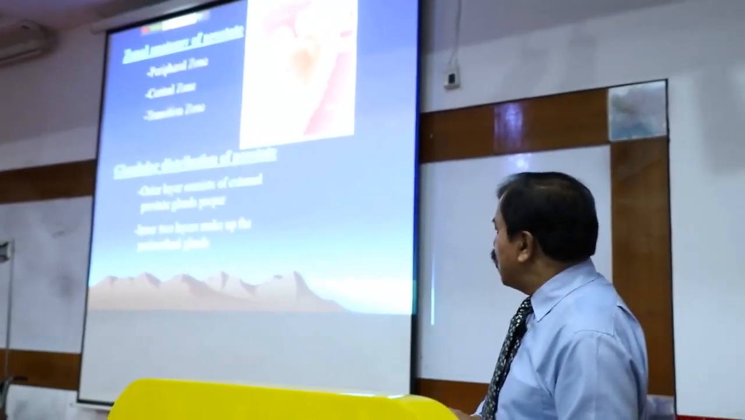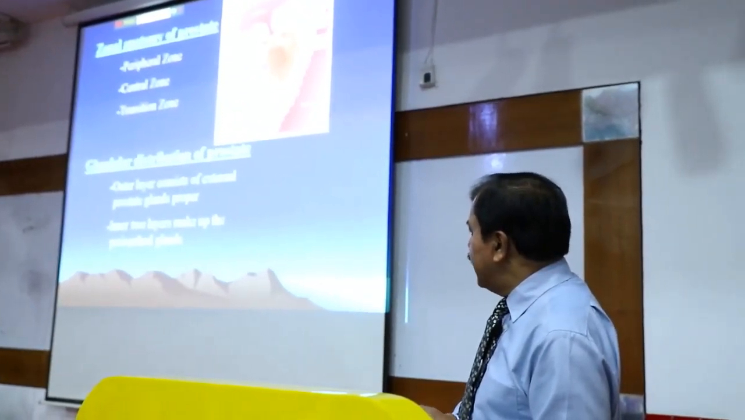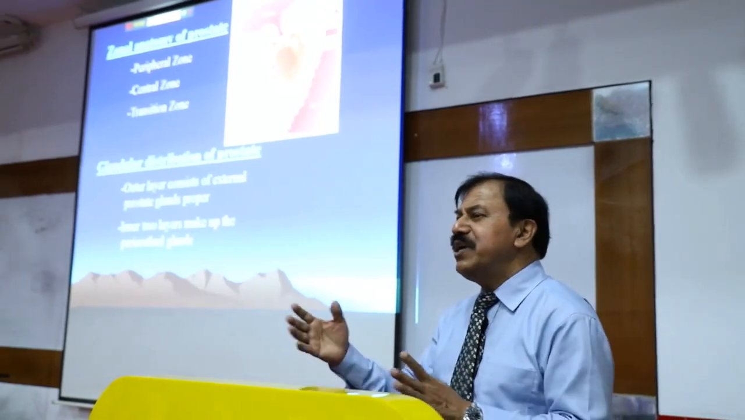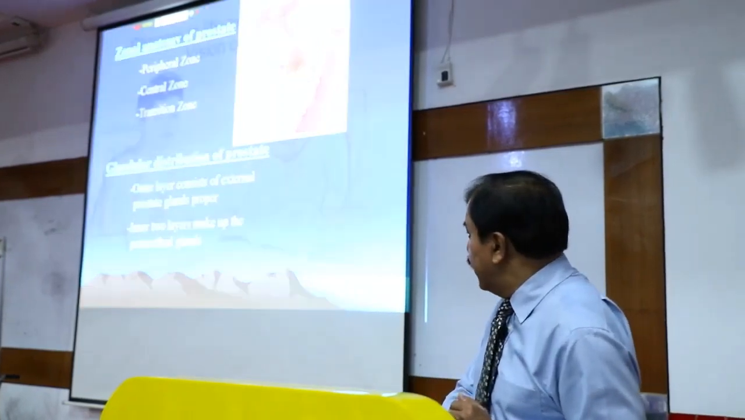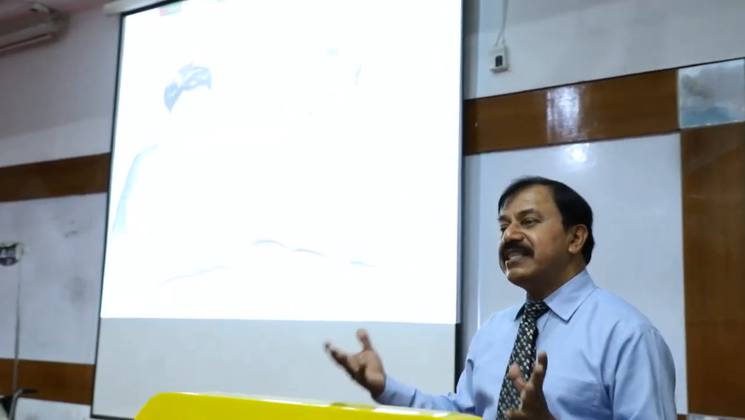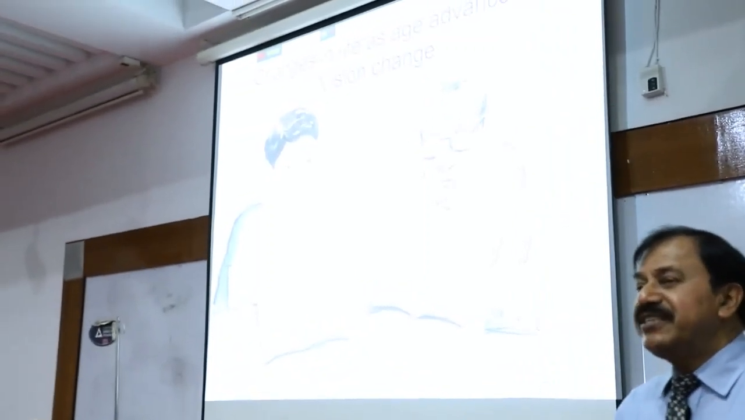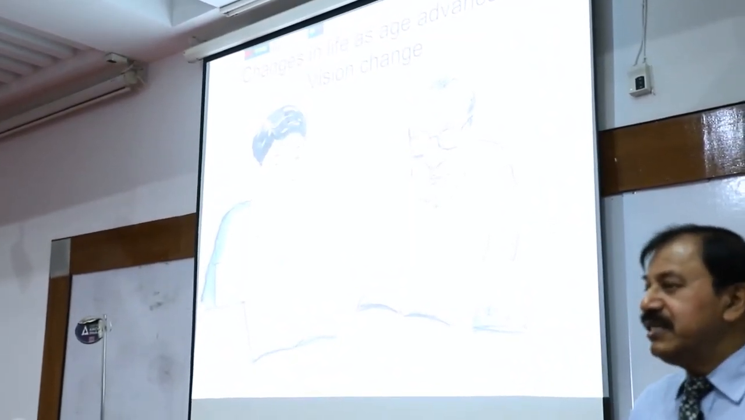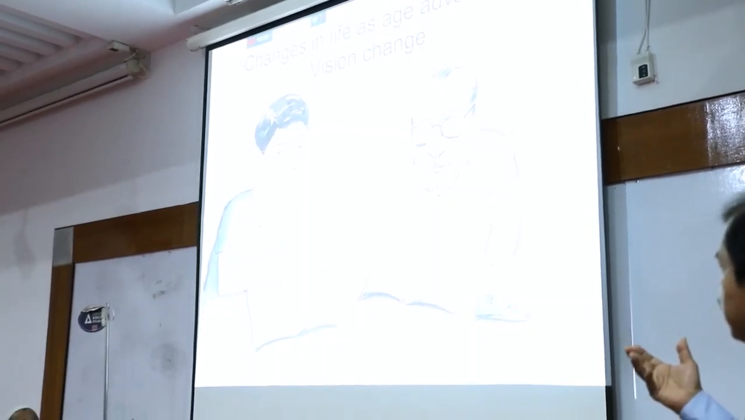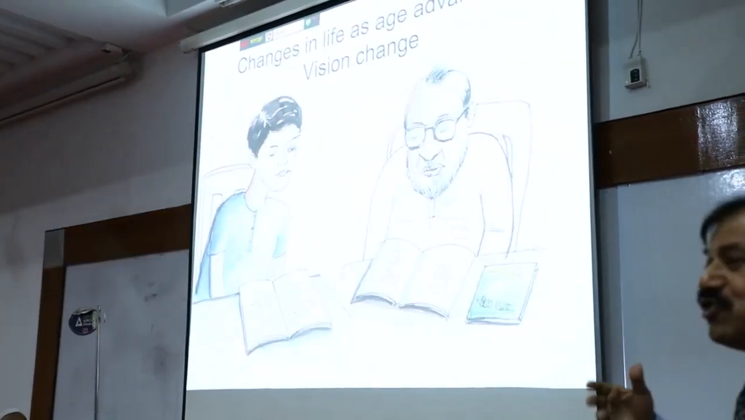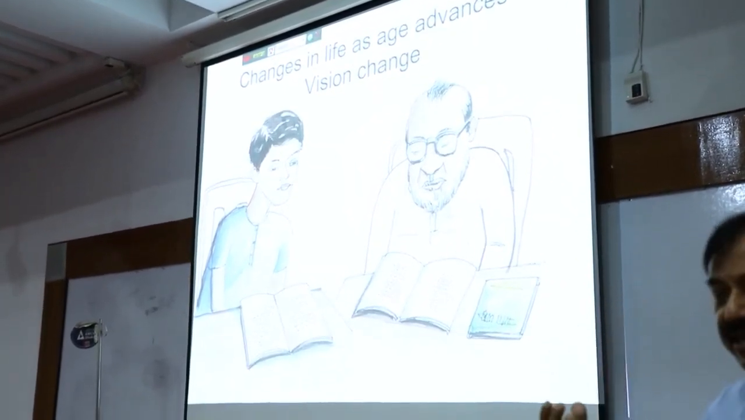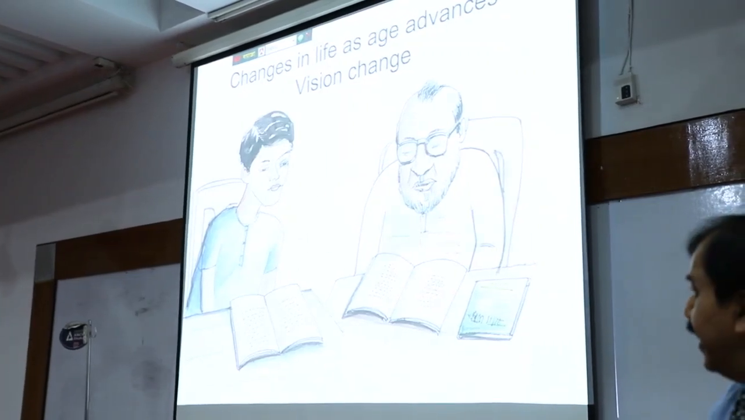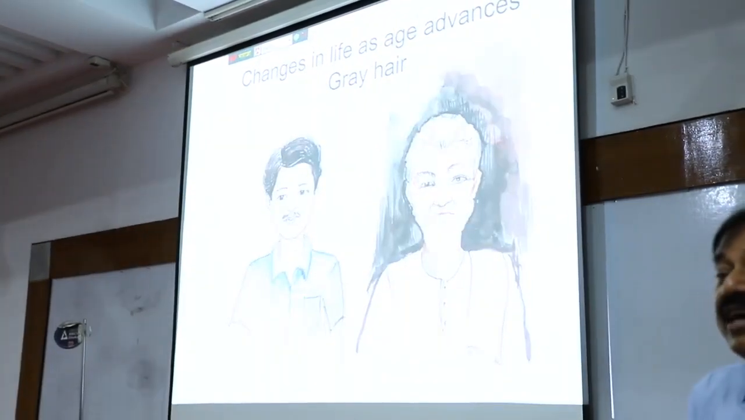And this glandular distribution, again, the outer layer consists of the external prostatic gland proper, and the inner layer is called the periurethral gland. This is how the glandular pattern of the prostate gland is distributed. If you go further, you will see, to simplify the thing, that with advancing age some change within the human body is inevitable. These are changes in life as age advances. Vision changes, so some persons need a change of vision, some spectacles are required. That is normal. Again, with advancing age, hair becomes grey from black.